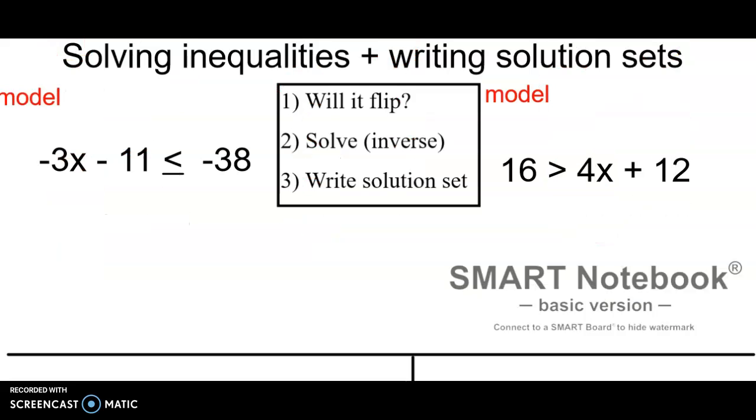All right, so let's take a look at some sample problems here, starting with the one on the right. You have 3x minus 11 is less than or equal to negative 38. First thing I ask myself is, do I have a negative coefficient? And this answer is yes. The first thing I need to do is to flip that sign. So it goes from less than or equal to greater than or equal to. I'm going to add 11 to both sides.